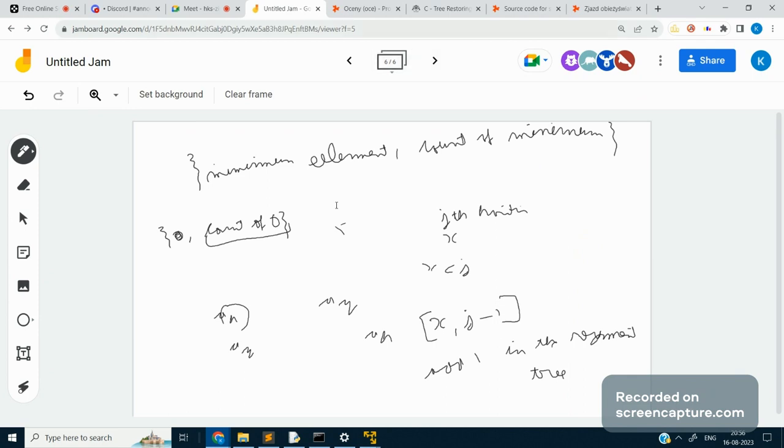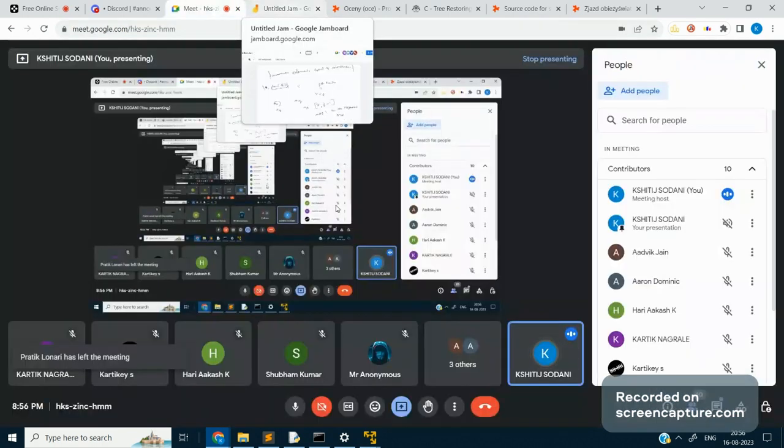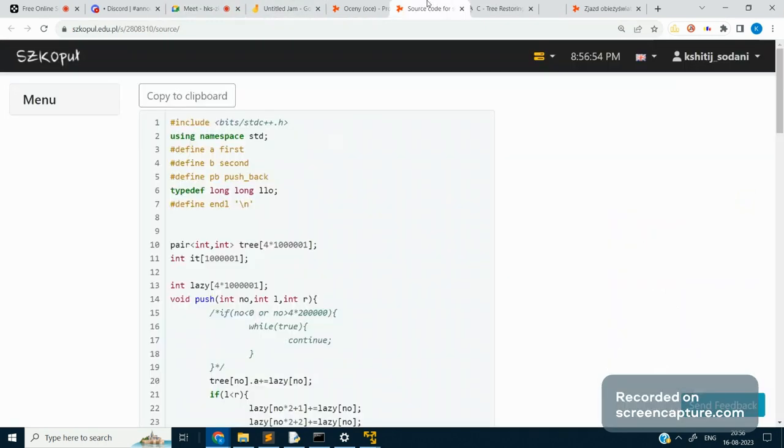So did everyone get this part, how we maintain a segment tree of the minimum element and its count? I can also show the code for it.